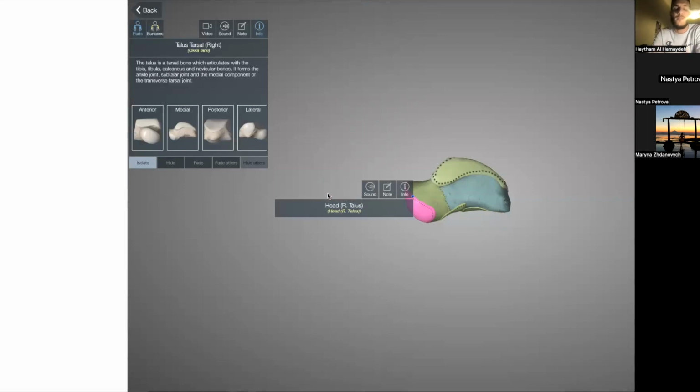What's the main function of the talus? The main function of the talus is to transmit forces from the tibia to the heel bone, the calcaneus. One more time: transmit forces from the tibia to the calcaneus.